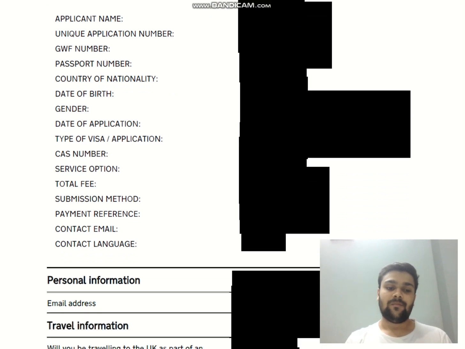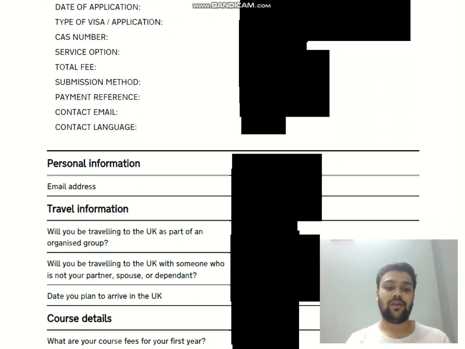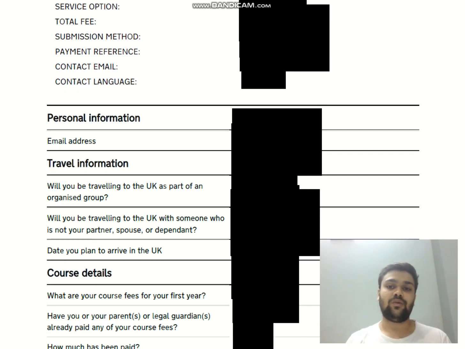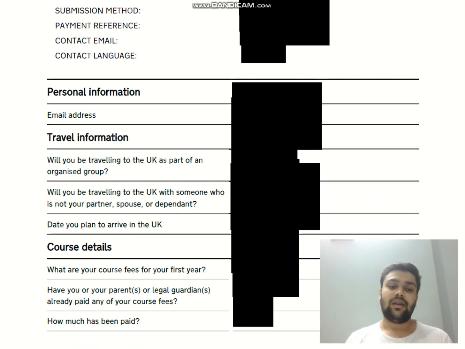So on the first page, as you can see, my name is there, country of nationality, date of birth, gender, date of application, type of visa, cash number is given. Then comes the travel information. Will you be traveling to UK as a part of an organized group? Will you be traveling to UK with someone who is or not your partner, spouse, or dependent? Date you plan to arrive in UK. So if you're planning to arrive in UK on the 1st of September, you can just put the date.